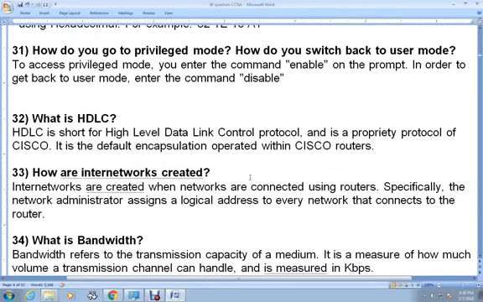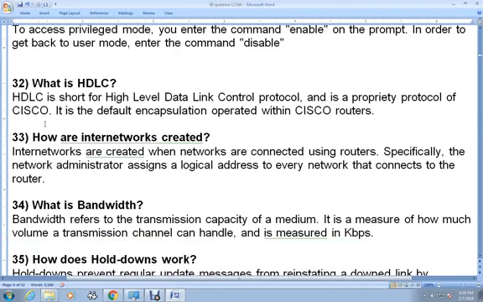Guys, next question: how do you go to privilege mode? How do you switch back to user mode? To access privilege mode, you enter the command enable. When you switch on any device, switch or router, you have to enter enable at the prompt. In order to go back, you have to use the disable command.